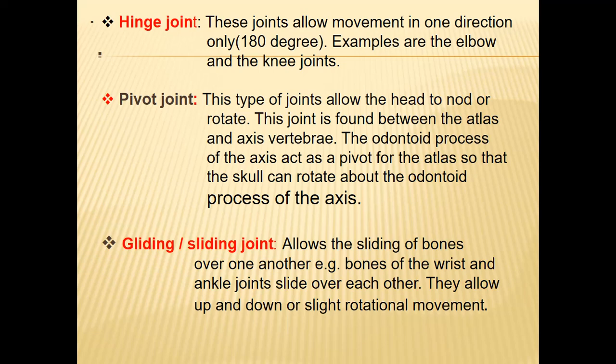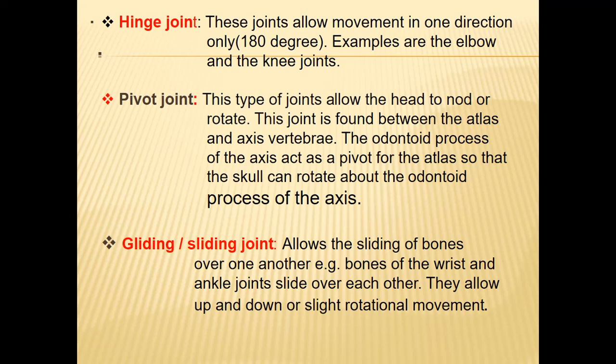Pivot joints. This type of joint allows the head to nod or rotate. The joint is found between the atlas and axis vertebrae. The odontoid process of the axis acts as a pivot for the atlas so that the skull can rotate about the odontoid process of the axis.